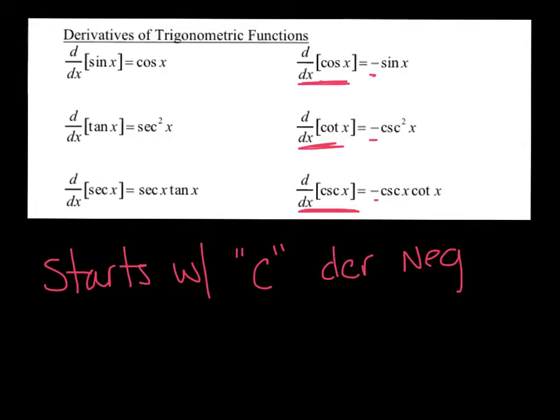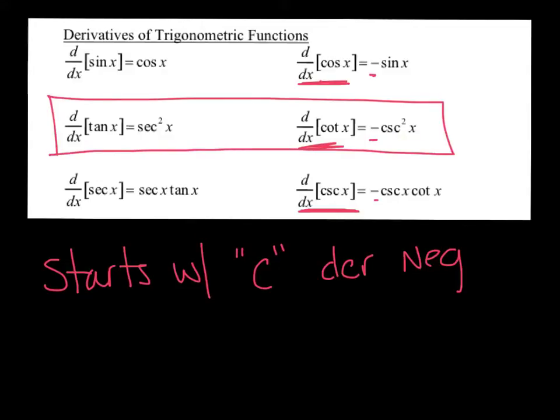The other two, I tried to remember them in pairs. You know, sine was cosine, cosine is negative sine. Hopefully those are pretty straightforward. Tangent is secant squared, and cotangent is negative cosecant squared. Basically, I say to myself that tangent and cotangent have one term squared. And again, I'm just trying to make up goofy things to help you remember them. They both have one term squared.